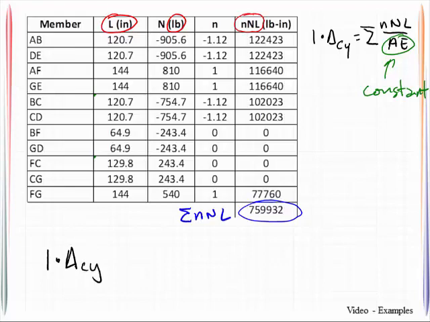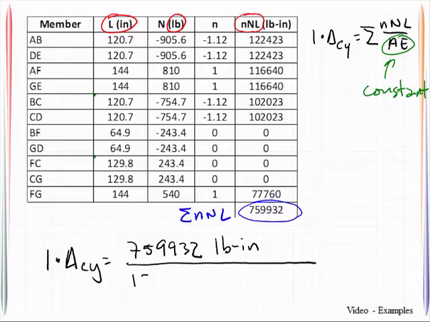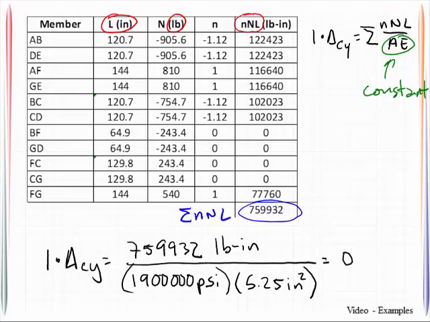To finish out the computation, say 1 times delta CY is equal to the summation of the nNL, so that is 759932, and that would be pound inches, all divided by 1,900,000 psi, that's my E, and 5.25 inches squared, that's my area, and that will compute out to be 0.0762, and the units on that will be inches.